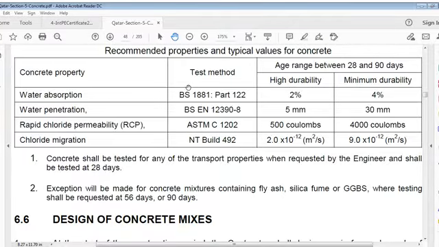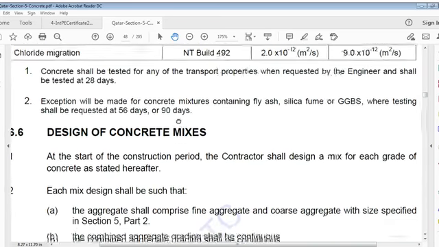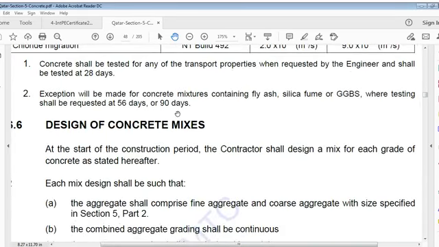Concrete shall be tested for some of the transport properties when requested by the engineer and shall be tested at 28 days. Exception is made for concrete mixtures containing fly ash, silica fume or GGBS. Testing shall then be requested at 56 days or 90 days.